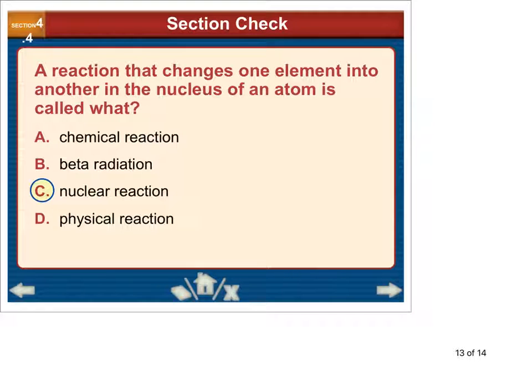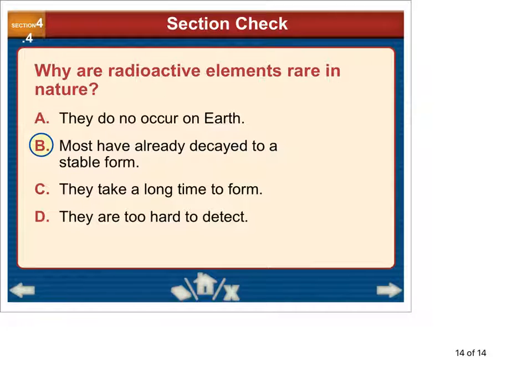And a couple quick review questions. A reaction that changes one element to another in the nucleus of an atom is called what? That's a nuclear reaction. And why are radioactive elements rare? Because they've already decayed.